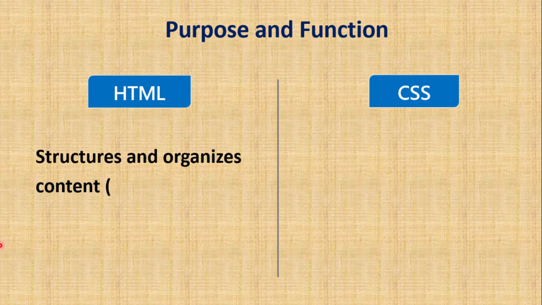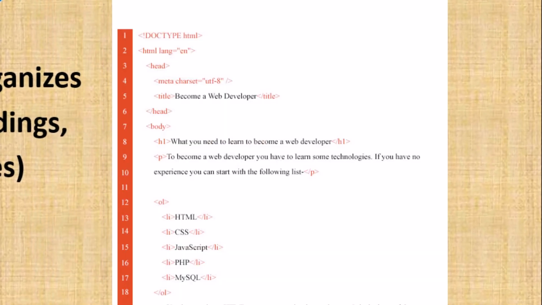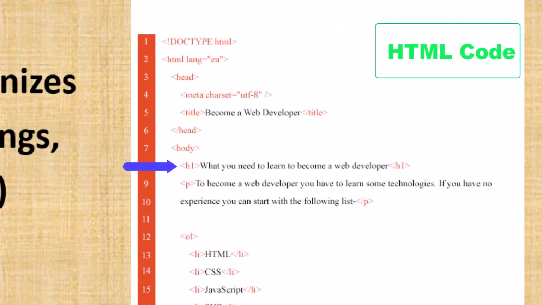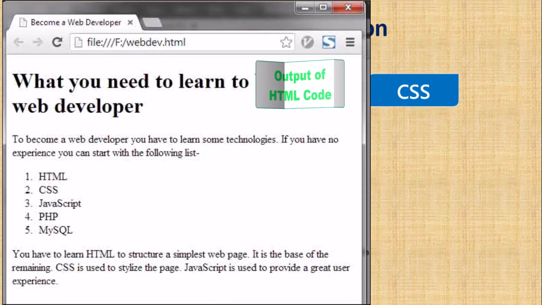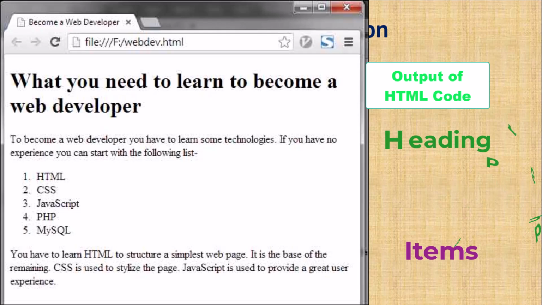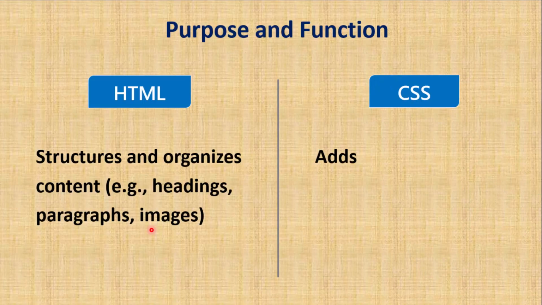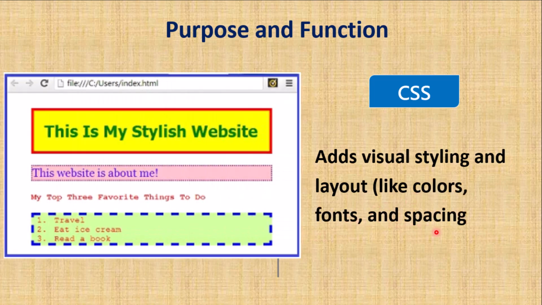HTML is a markup language used to structure and organize content on the web. It defines the elements of a web page, such as headings, paragraphs, images, links, and lists. You can think of HTML as the skeleton of a web page, organizing everything so the browser knows what to show. CSS defines the visual aspects of a web page, such as colors, fonts, spacing, and positioning, allowing designers to add style to web pages.